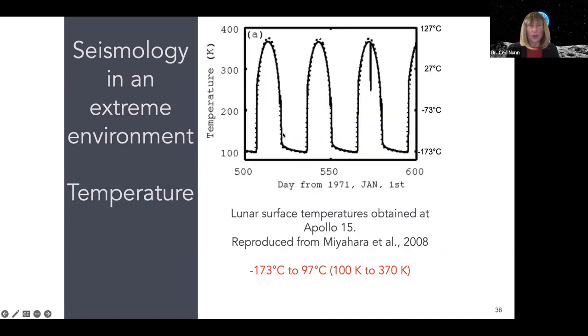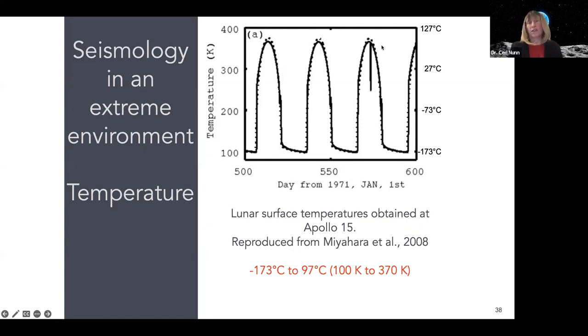And finally, temperature, which is always fun, I think. This is some actual observations from Apollo 15 of the lunar day-night cycle. I think I've given this talk before, and when I put this slide together, I was like, this is a mistake. It cannot go from -173 Celsius to 97 Celsius, 100 Kelvin to 370 Kelvin, which just cannot be, but it can, and it does.